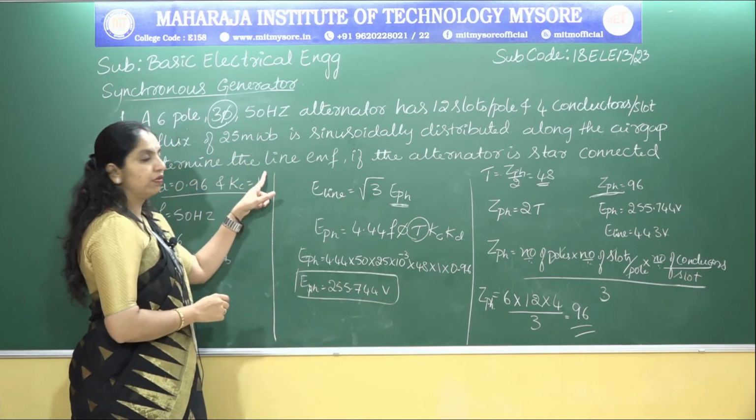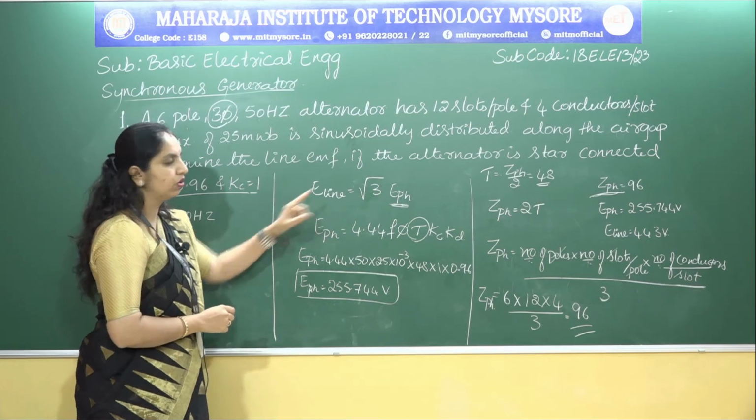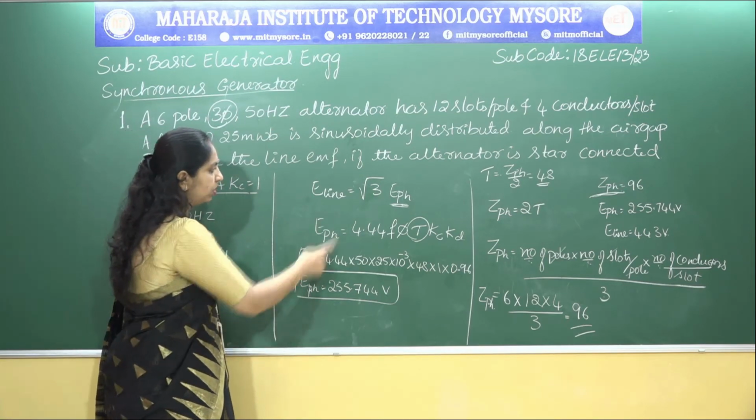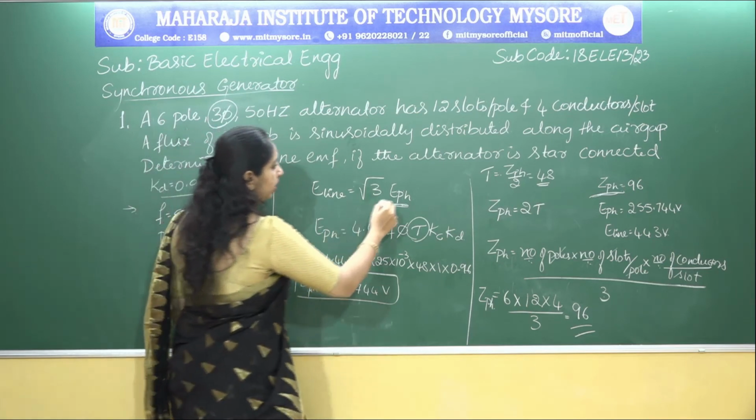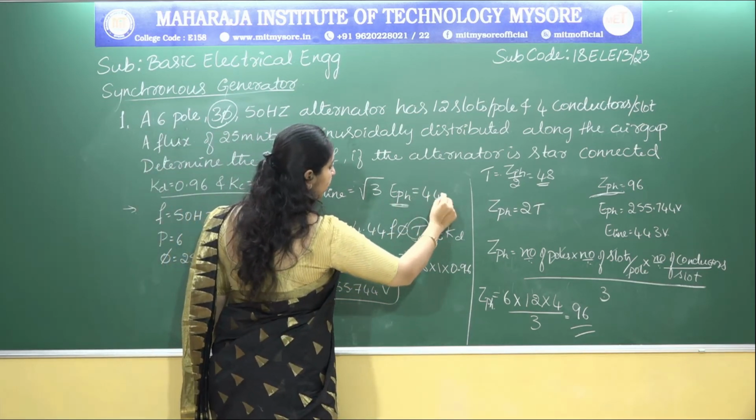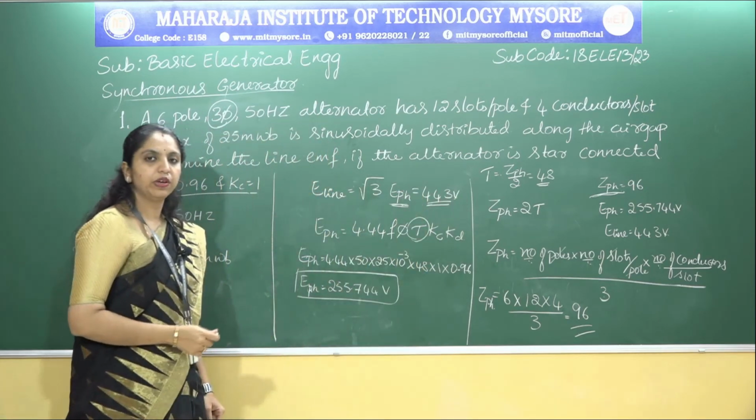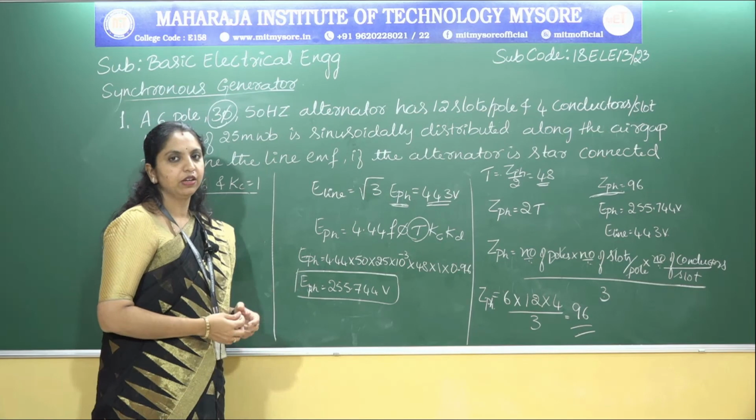But finally, what do we need to find? We need to find the value of E line. So what is E line? EL is equal to root 3 into EPH. Substitute this EPH here, and you will get E line as 443 volts. So this is how we can calculate the value of line EMF.